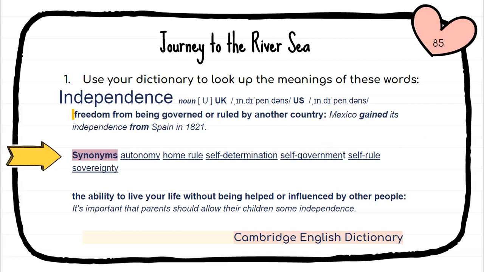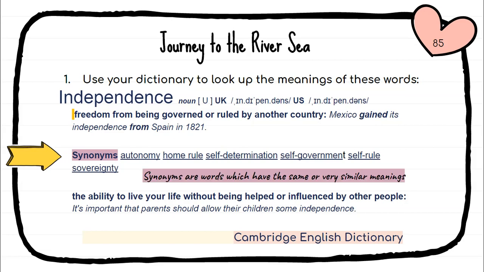So if you didn't know what independence meant, and if the definition didn't help you much, freedom from being governed or ruled by another country, oh, that's confusing, then you can look at the synonyms. So if you didn't understand independence, you might understand autonomy, home rule, self-determination, self-government, self-rule, sovereignty. This is also very useful if you're writing an essay and you want to look for an alternative word. You don't have to look up a thesaurus, which is a separate book, but you can look in the Cambridge English Dictionary and they will give you synonyms or words that are the same or have very similar meanings.